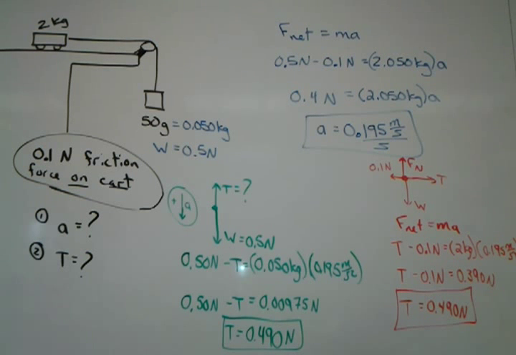Now we must assume that there is no friction on the pulley and that the pulley has a minimal mass. So the first part, in blue, starts out with a 50-gram mass. Of course, that would be 0.050 kilograms because there are 1,000 grams in 1 kilogram. Therefore, the weight, using g as 10 meters per second squared, is half a Newton, 0.5 newtons, with 1/10 of a Newton friction force on the cart. Then in blue at the top of the page, net force is mass times acceleration.